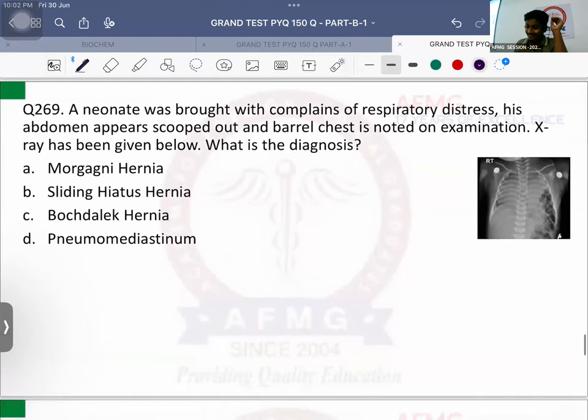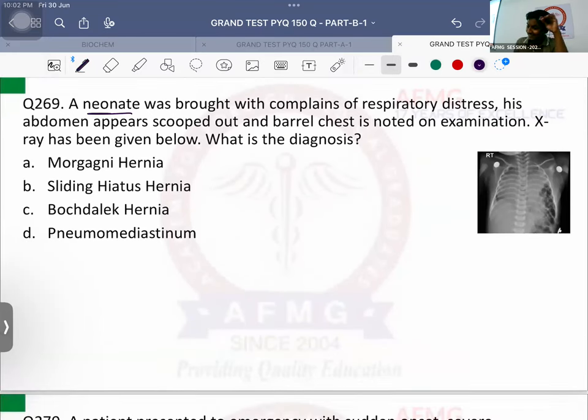ENT ke bhi haal kharab hai. Unit was brought with complaints of respiratory distress. Aane ke baad recall to achhe de dena bhai dono subject ke mere. Unit was brought with complaints of respiratory distress.